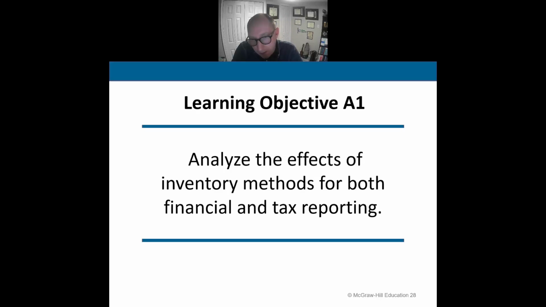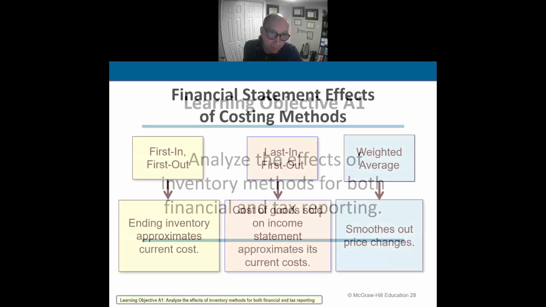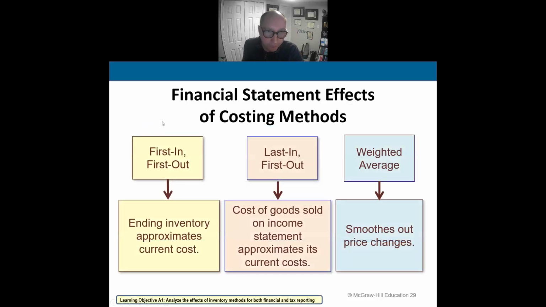Businesses have to pay taxes on what they have in inventory. So the first in, first out method gives an approximate current cost. Last in, first out method, approximate current cost. Weighted average smooths everything out. The effect comes from the taxation.